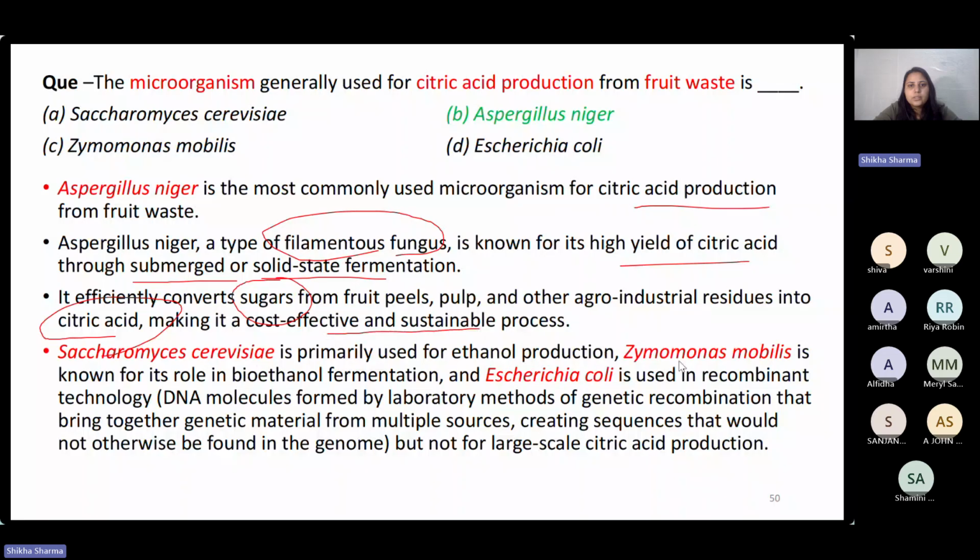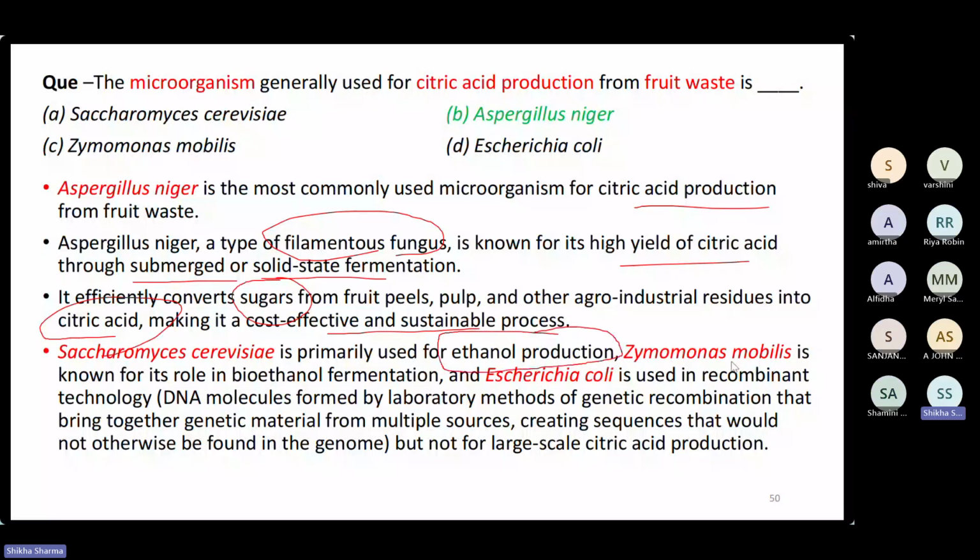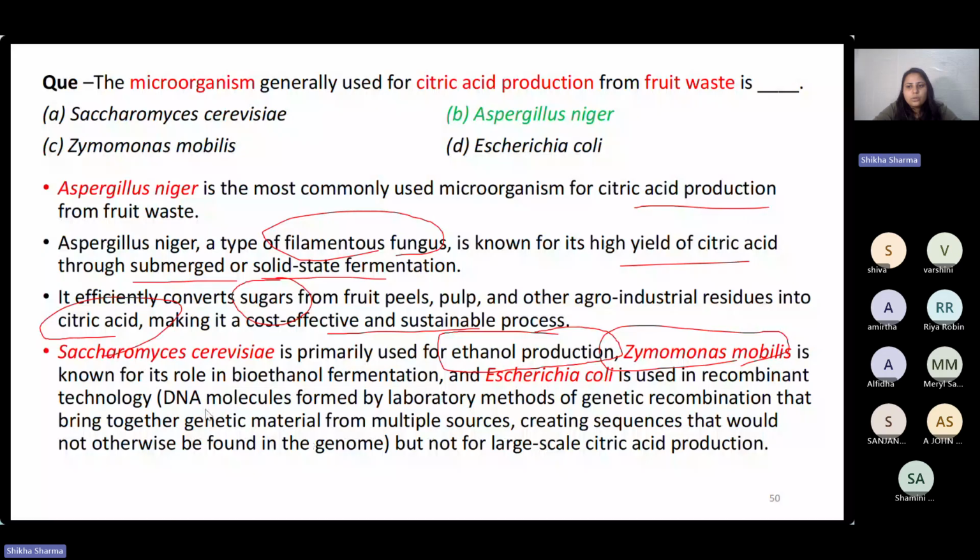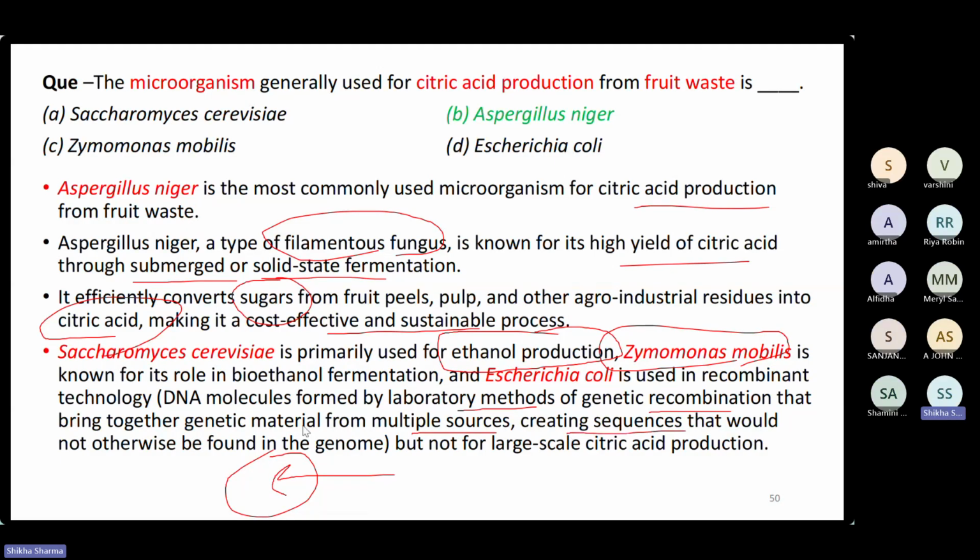Whereas Saccharomyces cerevisiae is basically used for ethanol production, and Zymomonas mobilis is known for its role in bioethanol fermentation, and E. coli is basically used in recombinant technology. Recombinant technology means a DNA molecule formed by laboratory methods of gene recombination, which brings together genetic material from multiple sources, creating sequences that would not otherwise be found in the genome. So E. coli is used for this technology.